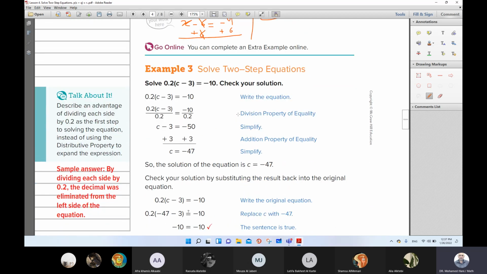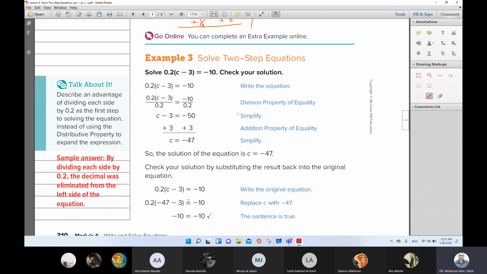Example 3, solve two step equations. We want to solve 0.2 multiplied by parentheses c minus 3 equal negative 10. We have the same idea, but here we have a decimal. So we can directly try to remove the decimal from the side. So we can divide the two sides by the same decimal.